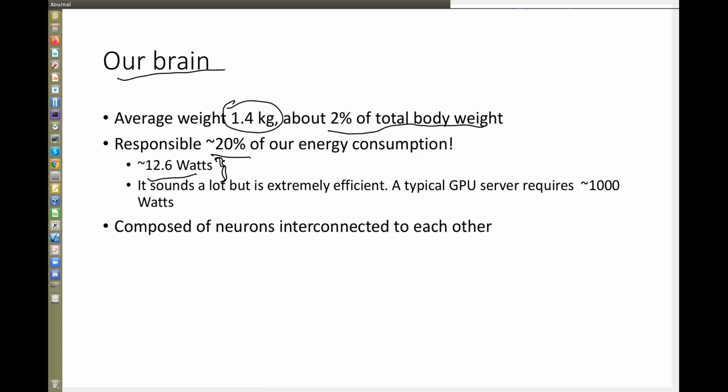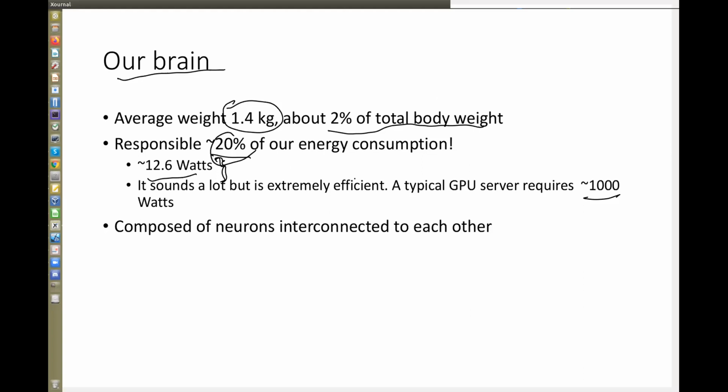If you think of that, it's less than my laptop, right? My laptop's power, I don't know, maybe like 50 watts or something like that. If you think of GPU servers, nowadays it's probably more efficient, but still, for GPU or TPU servers the power is over 1,000 watts, and so you can see how efficient our brain is. It's actually super efficient.